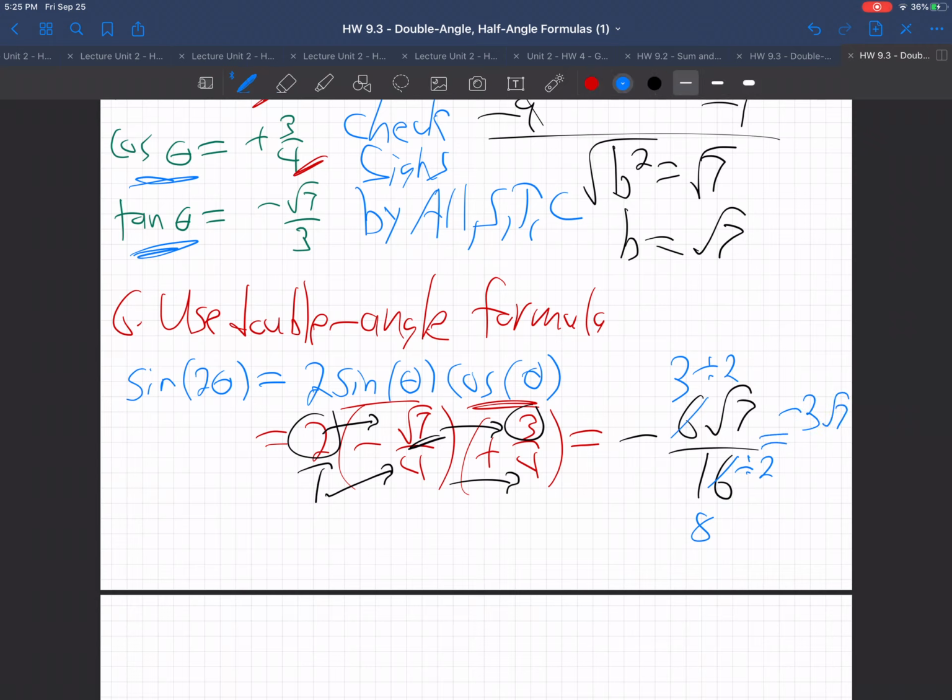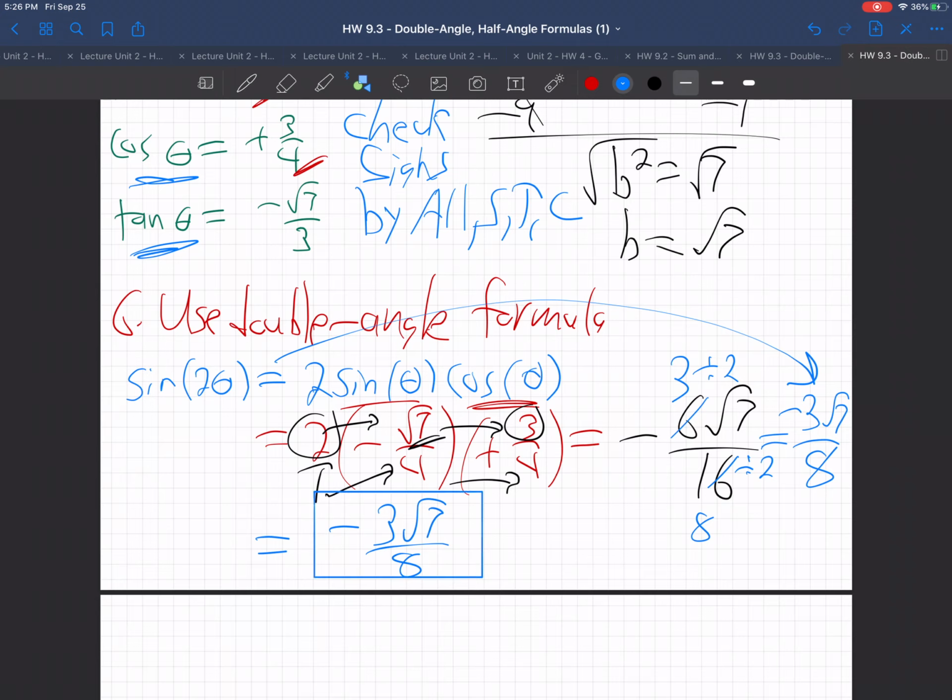Negative 3 root 7 over 8. There we go. There's the sine of 2 theta. Negative 3 root 7 over 8. Okay, I'm going to move it down here. It just doesn't look good there. Negative 3 root 7 over 8. There we go. So we've got the sine of 2 theta.